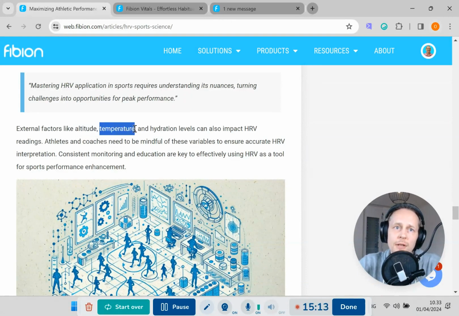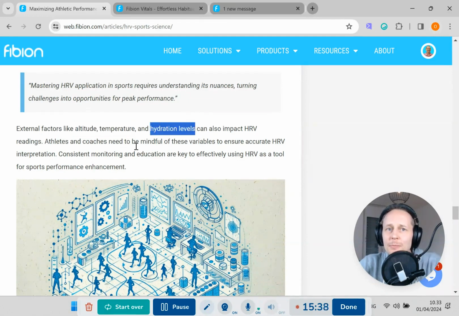If the temperature is challenging, for example, a very hot environment, it is an extra stressor for the body, and you probably need to take that into account. So in a way, altitude and temperature are good to know because they affect us, and we need to know those to optimize the training. And also hydration levels, it's important that the athletes are hydrated.